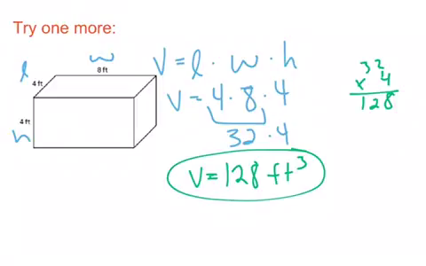And that just tells us that inside this box, we could fit 128 cubic feet of something. So you could think about blocks. Maybe we could fit 128 blocks if they're each 1 foot by 1 foot by 1 foot, and so on. So that just kind of gives you an idea of what that means.